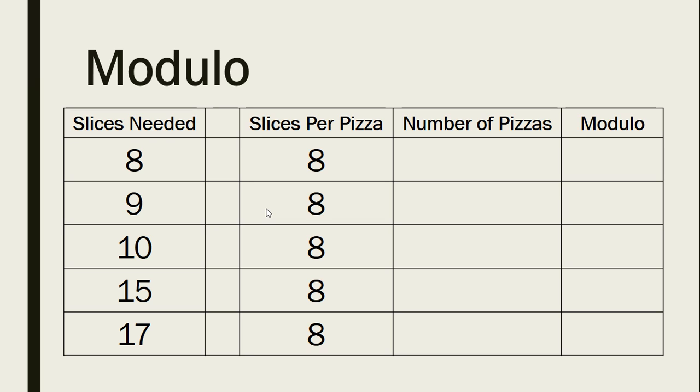All right, what about 15 slices of pizza? Again, I need 2 whole pizzas, right? Because there's a total of 16 slices in there. And what is the modulo on that? Well, the modulo is going to be 7. All right, what about this last one, 17? How many pizzas do I need? Now I'm going to need 3 pizzas. 1 pizza gets me 8, 2 pizzas get me 16. So I need 17 slices, so I've got to order that third pizza. And what's the modulo? The modulo is going to be 1, because it's just 1 more to get to 17.